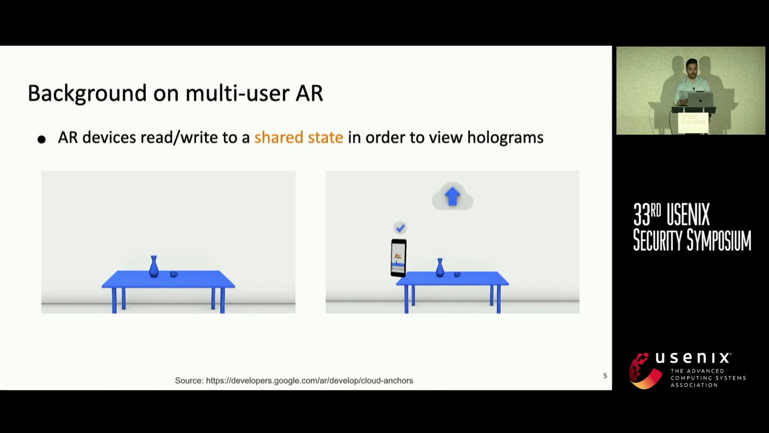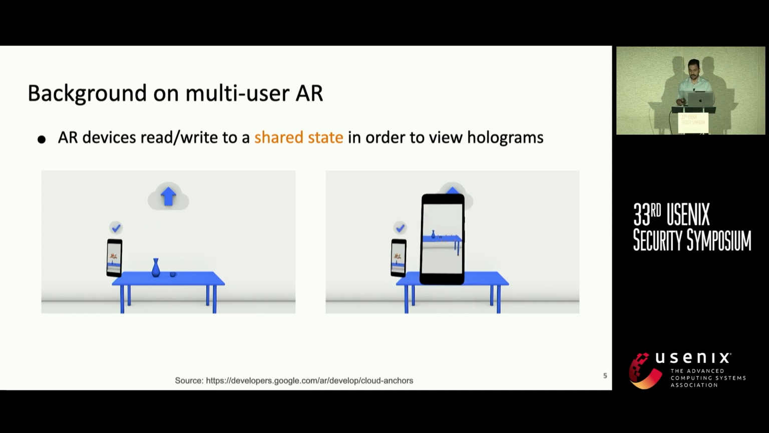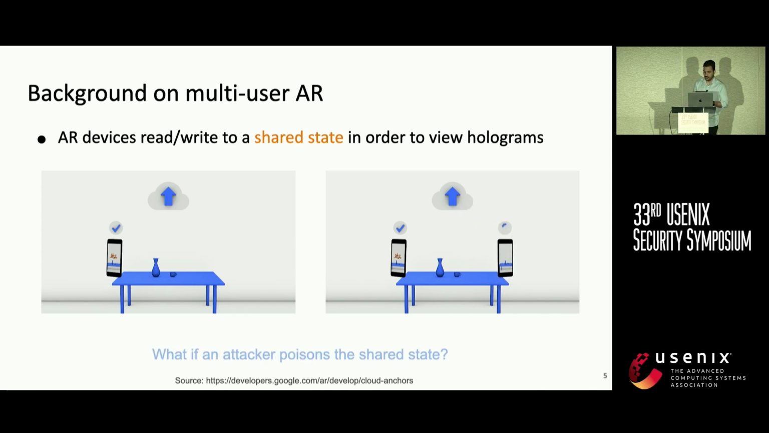To view the holograms, the AR devices need to write some information into the shared state and read from it. For example, in the left video, you can see an AR device scanning the environment to write a hologram into the shared state. Then the other user can scan the same environment to access the hologram in the shared state. The question here is: what happens if an attacker poisons the shared state?